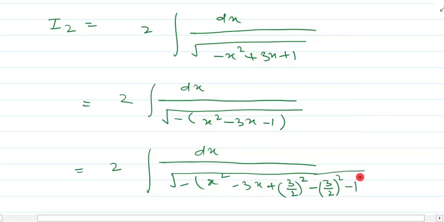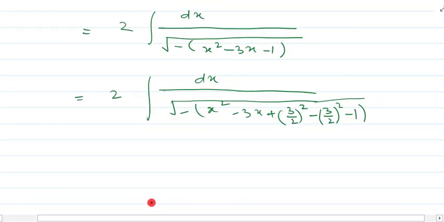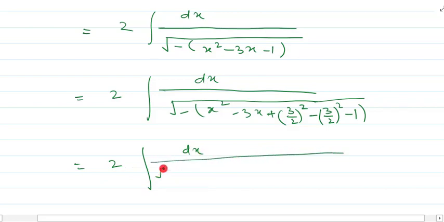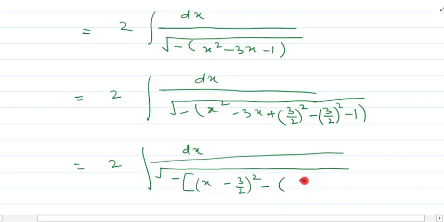The next is equal to 2 into integration of dx upon square root of minus, these three terms will give us a minus b whole square, that is (x minus 3 upon 2) whole square, and the rest of the two terms, taking negative sign common from here, we will be left with 9 upon 4 minus plus 1.